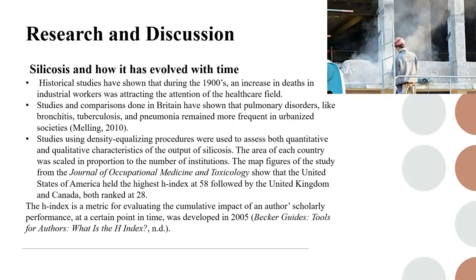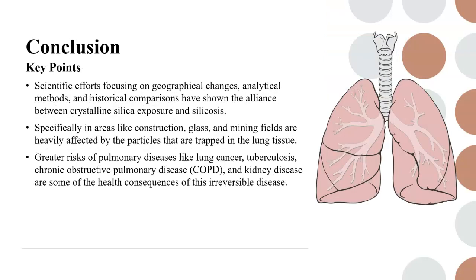Studies using density equalizing procedures were used to assess both quantitative and qualitative characteristics of the outputs of silicosis. The map figures of the study from the Journal of Occupational Medicine show that the United States of America held the highest H index at 58, followed by the United Kingdom and Canada, both ranked at 28. For the people that don't know, the H index is a metric for evaluating the cumulative impact of an author's scholarly performance at a certain point of time. So at that certain point of time, the index was 58.